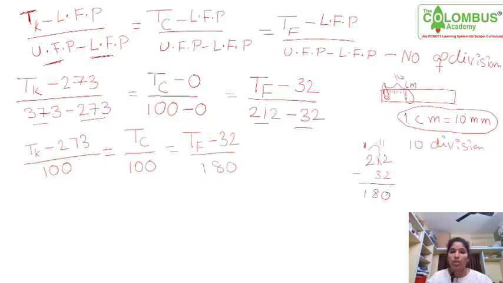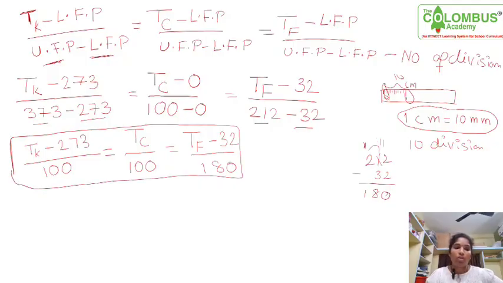180. So the number of divisions in Kelvin scale is 100. Number of divisions in Celsius scale is 100. Number of divisions in Fahrenheit scale is 180. Now, this is your relation between the three different scales. You need to remember this.